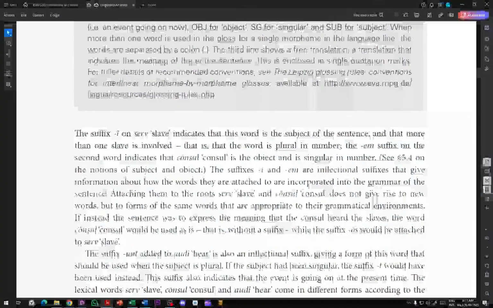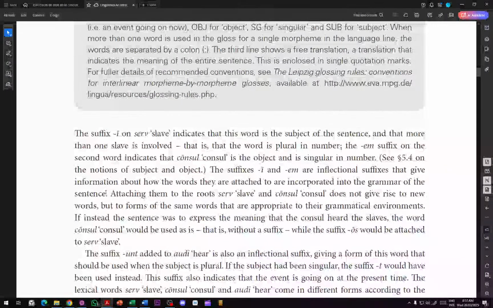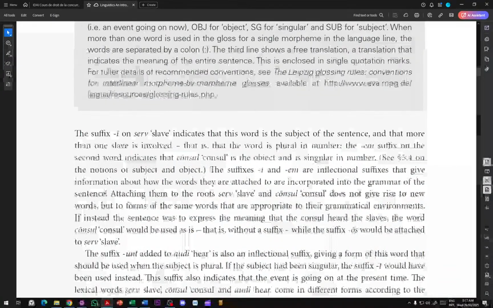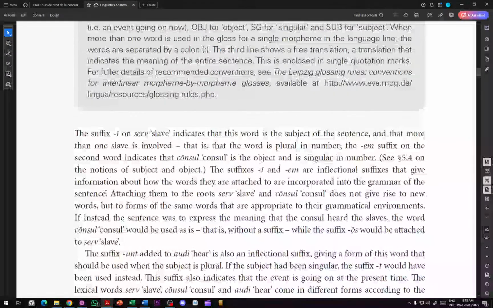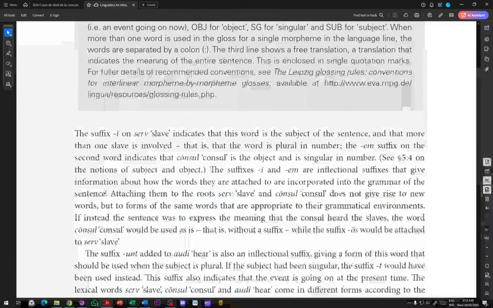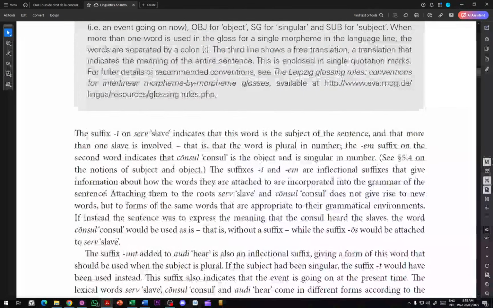The suffixes e and m are inflectional suffixes that give information about how the words they are attached to are incorporated into the grammar of the sentence. How they are incorporated into the grammar of the sentence. Okay, whatever.